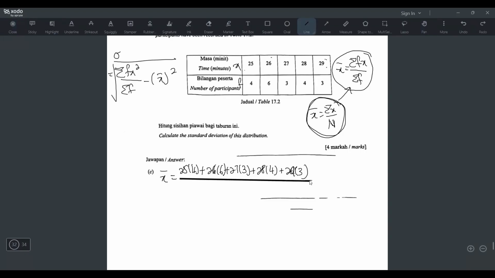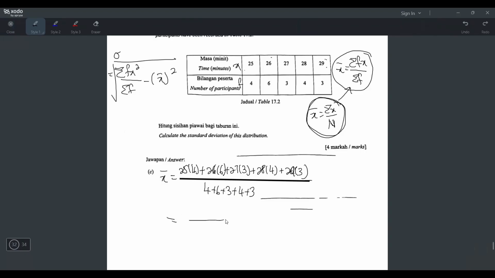Divide with the total frequency, which is 4 plus 6 plus 3 plus 4 plus 3. Let's do down here first: 13 plus 7, 20 here. And then on top here is 100 plus 26 times 6 plus 27 times 3 plus 28 times 4 plus 29 times 3. My calculator gives me 536. When you divide by 20, you will get 26.8.